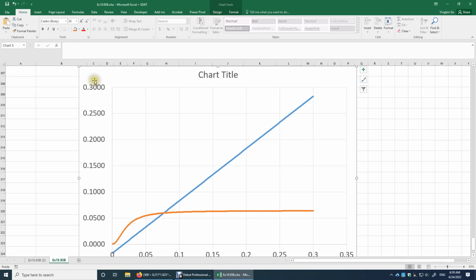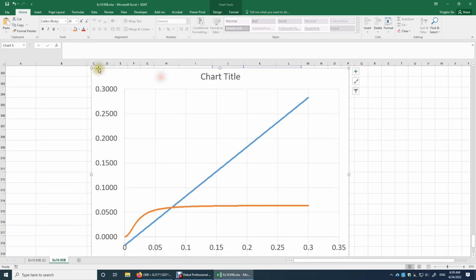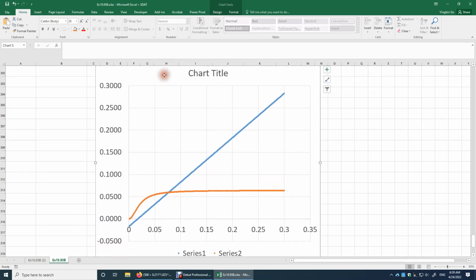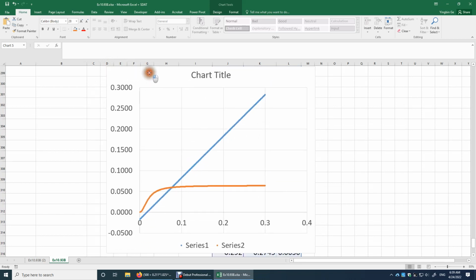Okay, I'm not going to add any chart title or axis title, because my goal is to show you how to use this graphing method to get the solution. So over here, this is the horizontal axis, that's the value of the volume. And this blue curve is V minus MB.